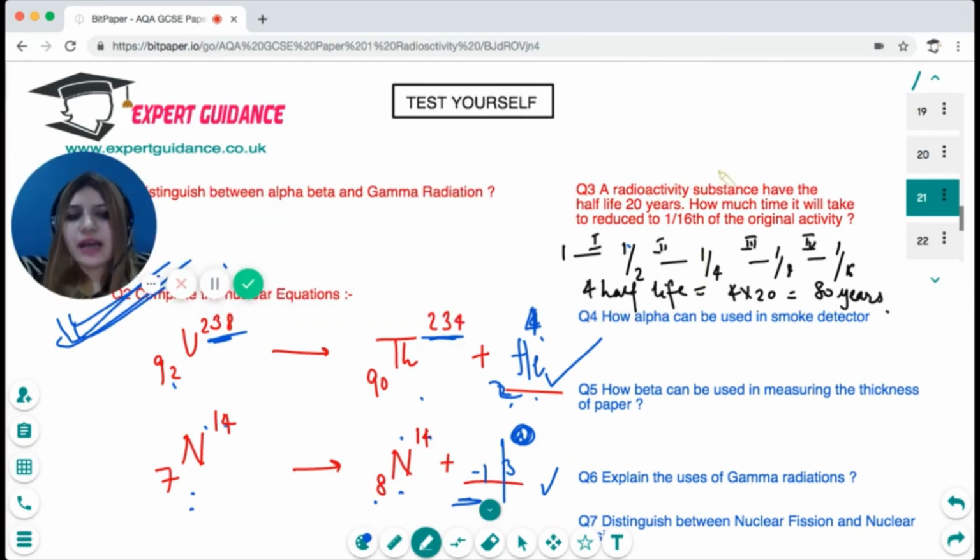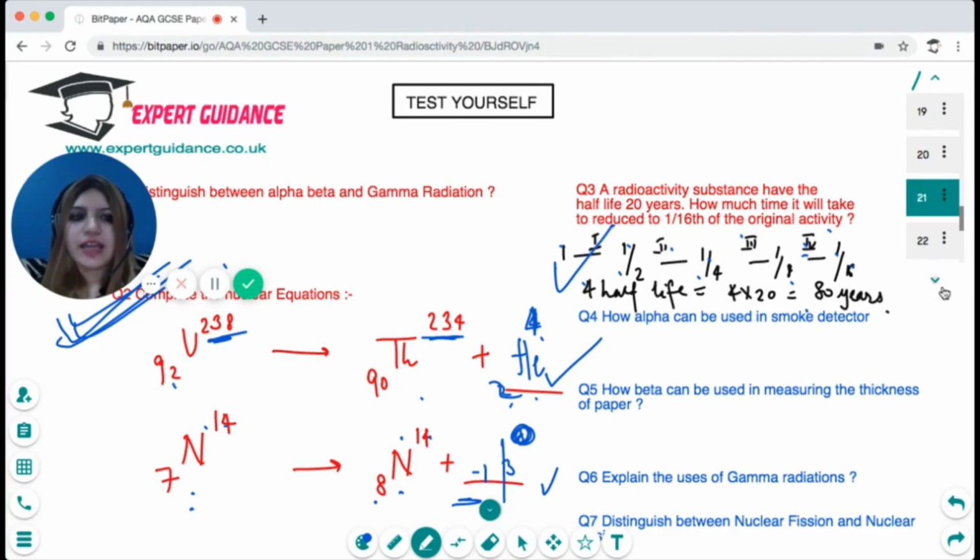For number 3, we start with 1. In one half-life, it will be half, second half-life a 4th, third half-life an 8th, and then fourth half-life a 16th. So for 1/16 of a value, we require 4 half-lives. 1 half-life is 20 years. 4 half-lives is 80 years.